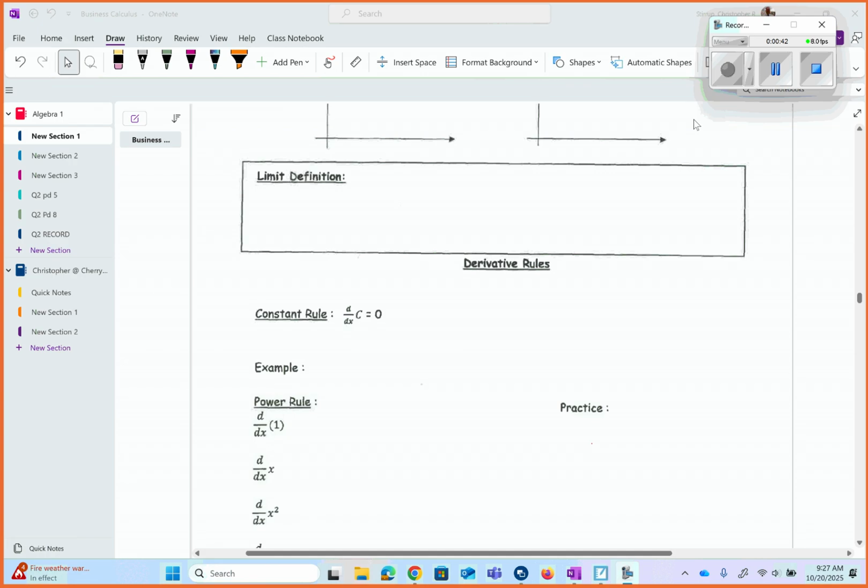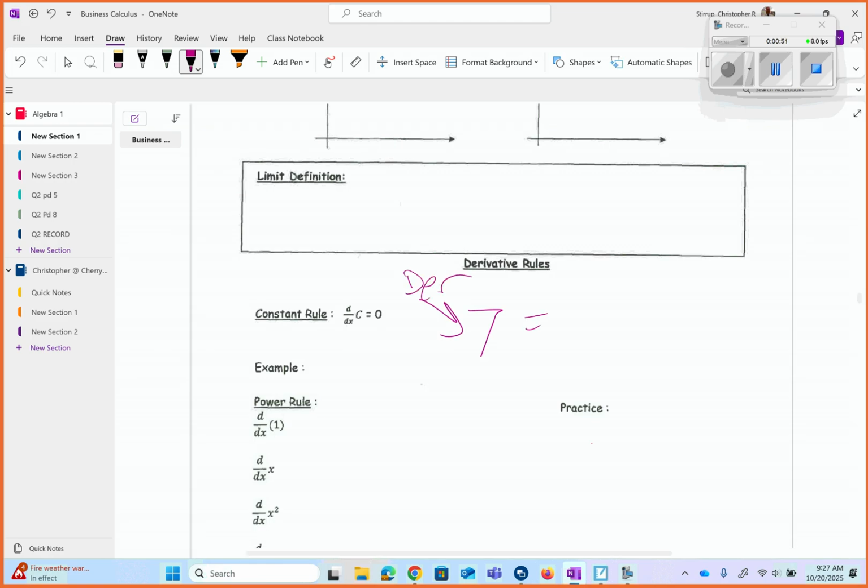So if I have a constant, which is a number, like the number 7, and I wanted to take the derivative of 7, the derivative of 7 is just 0. Or if I wanted the derivative of 8, the derivative of 8 is 0. So the derivative of a number is just 0. That's the basic thing. A lot of times they write the derivative as d over dx, sometimes as dy over dx.